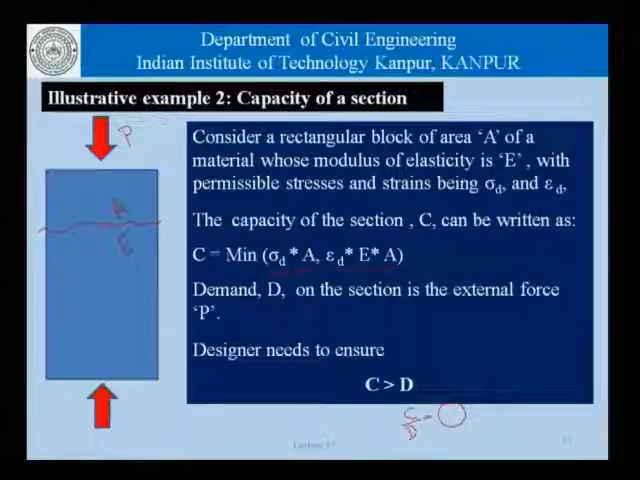The capacity should be a factor gamma times the demand, and this gamma should be greater than 1. So, basically we have to ensure that the capacity is 1.1 times D, that is 10% more than the demand, or 20 times more than the demand, and so on, depending on various things such as the importance of the structure and so on.